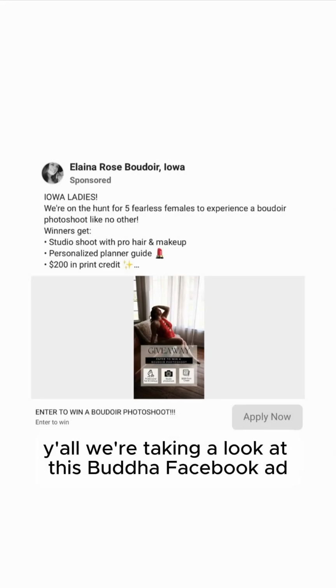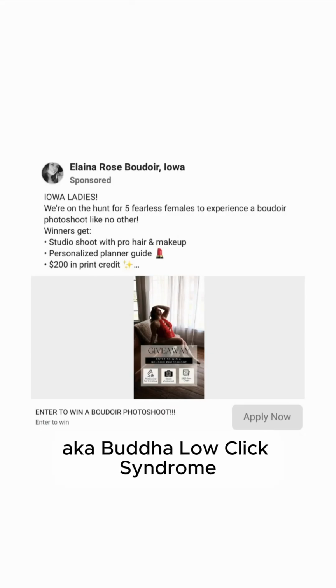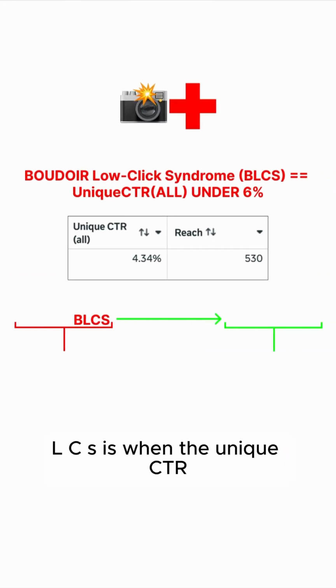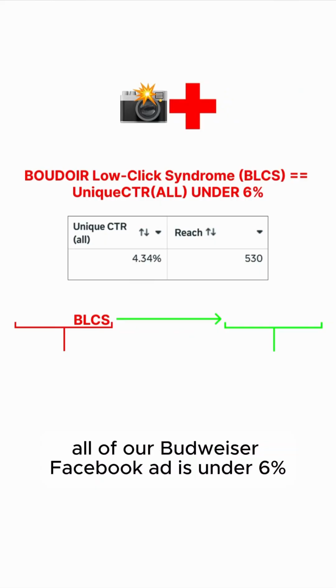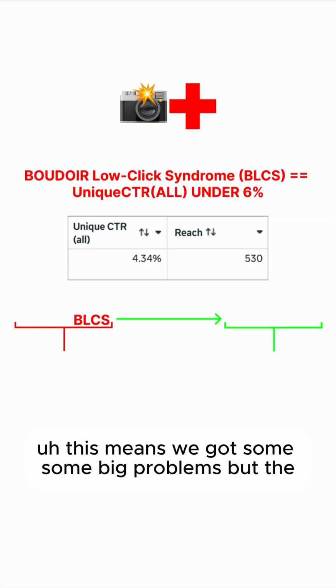All right, y'all, we're taking a look at this Boudoir Facebook ad. We're going to diagnose it, see if we believe it has BLCS, aka Boudoir low click syndrome. Boudoir low click syndrome, BLCS, is when the unique CTR all of our Boudoir Facebook ad is under 6%. And this actually should never happen. This means we got some big problems.